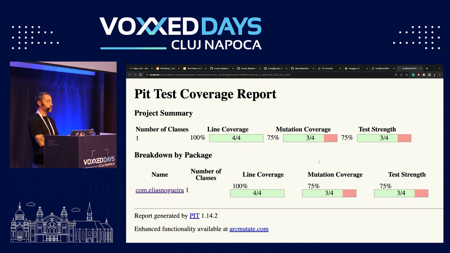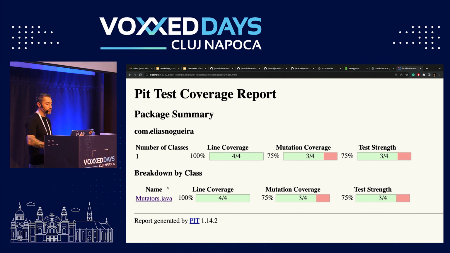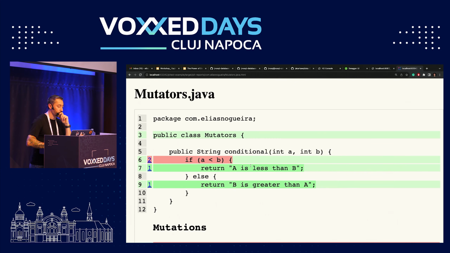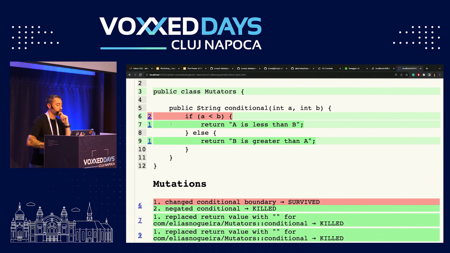And if I can see this, my class, in the package, mutators, line coverage, 100%. Because I have those 2 tests, line coverage, 100%. Mutation coverage, there's 1 fault here. And strength, also 1 fault. If I click here, I can see the spot. There's a red mark here. A less than B, right?